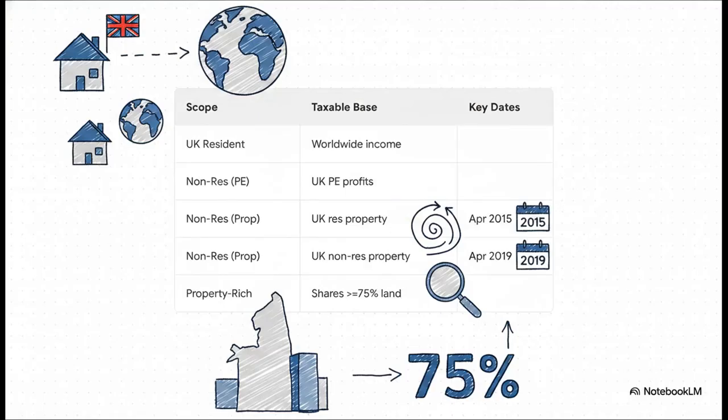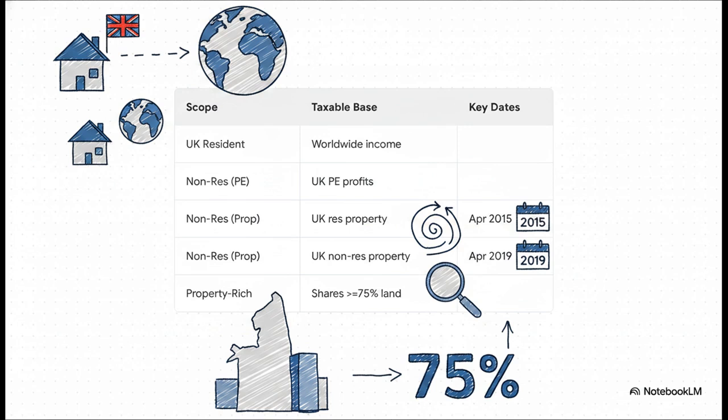And this brilliantly illustrates how residence dictates the scope of UK corporation tax. A UK resident company? It's caught on its worldwide income and gains, though yes, subject to double tax relief. But a non-resident company has a much narrower scope. The source principle applies strictly to UK PE profits and land. Now, look closely at the bottom 3 rows. You absolutely must memorize these key dates.